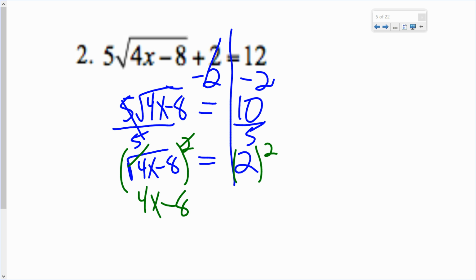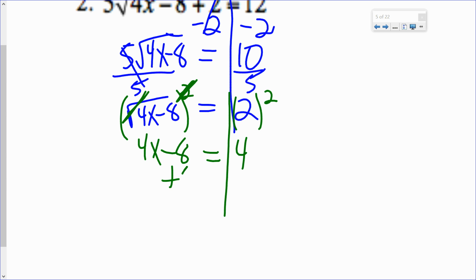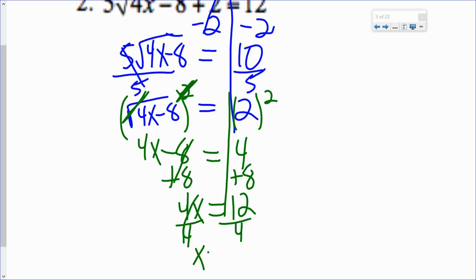I'm left with 4x minus 8 on the left-hand side, and on my right-hand side, 2 squared is 4. So again, when I take the square root, the square and the radical cancel. Now, I just solve the equation. This is a linear equation, so it's pretty simple to solve. I isolate x, I add 8 to both sides, I divide by 4, I get x equals 3.